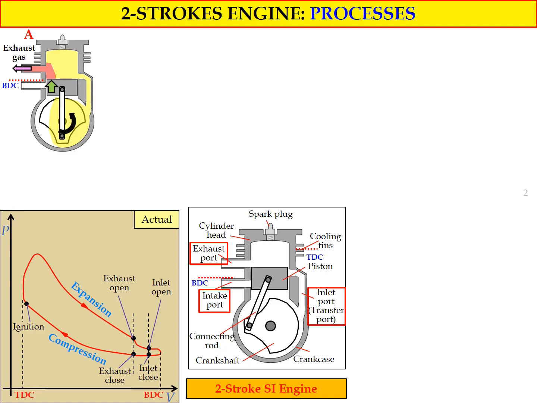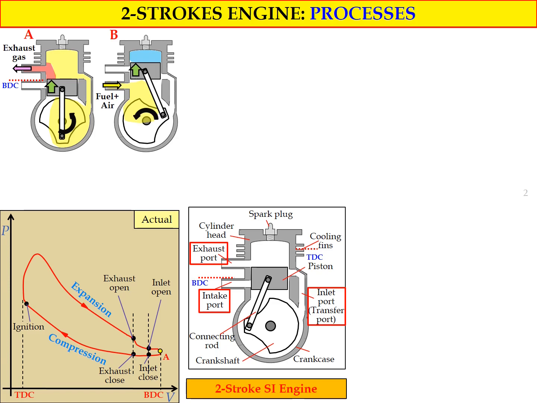So in this process, the fuel plus air mixture in the crankcase will enter the combustion chamber through the inlet port, and at the same time this fuel plus air mixture flow will force the remaining exhaust gas to the surrounding through the exhaust port. Now if you look at the PV diagram, the process is represented by point A, where the location in terms of volume is at BDC.